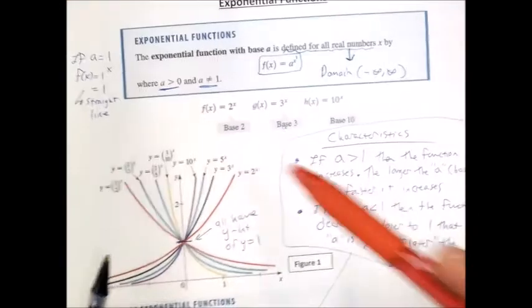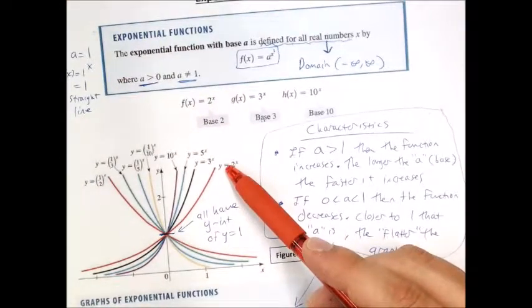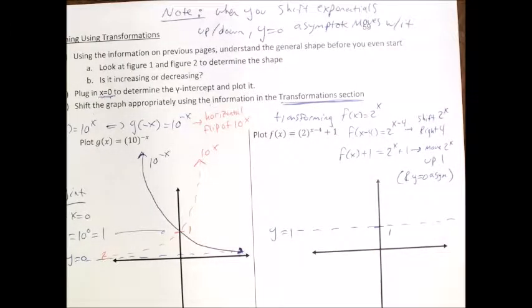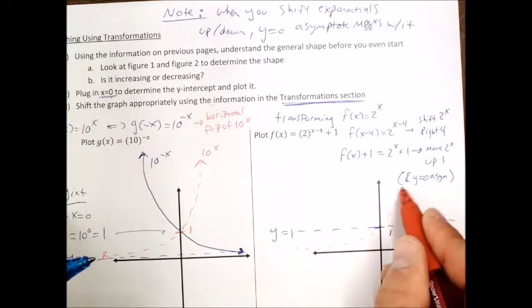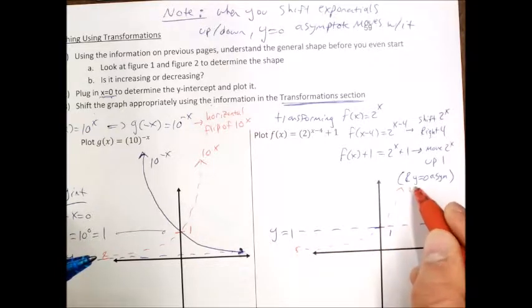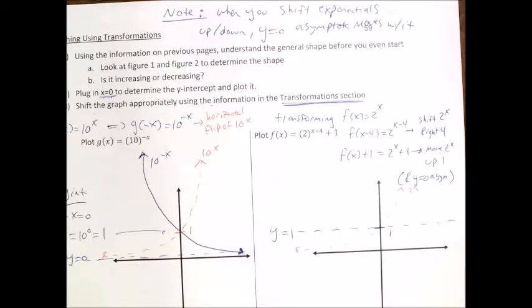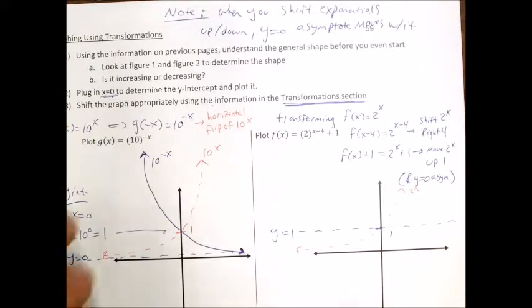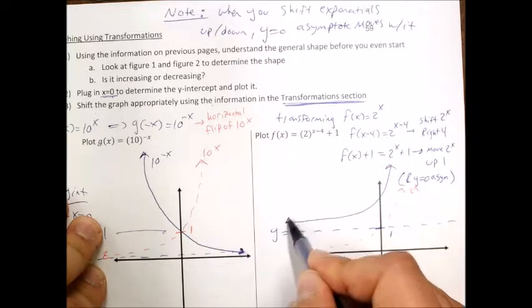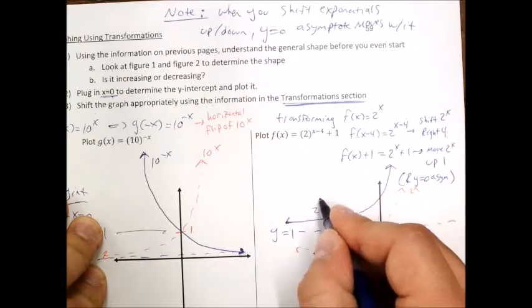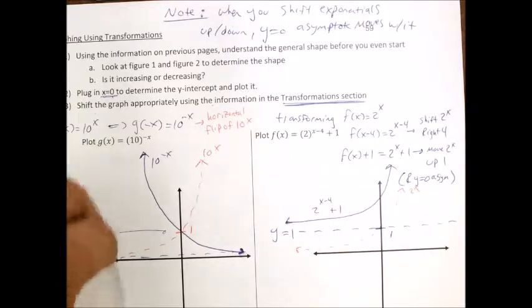Alright, let's finish this one up quick here. So 2 to the x, I'm just going to draw that in first. 2 to the x normally looks like this. And now we're going to move that up 1 and right 4. And so it's going to get close to this new asymptote, but it's going to be a little bit higher. And so this would be 2 to the x minus 4 plus 1.